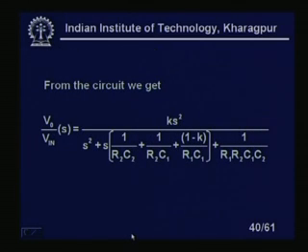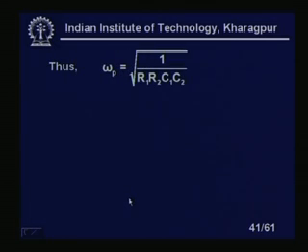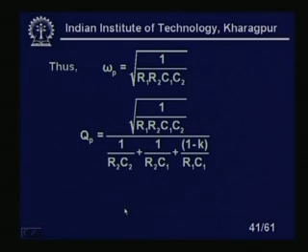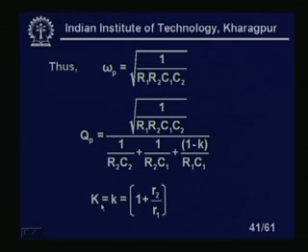Now, from the circuit we can write the high pass transfer function V naught by V in s equal to k s square upon s square plus s times 1 upon R 2 C 2 plus 1 upon R 2 C 1 plus 1 minus k upon R 1 C 1, plus 1 upon R 1 R 2 C 1 C 2. So, omega p equal to root over 1 upon R 1 R 2 C 1 C 2, and q p equal to root over 1 upon R 1 R 2 C 1 C 2 upon 1 upon R 2 C 2 plus 1 upon R 2 C 1 plus 1 minus k upon R 1 C 1. So, small k equal to this capital K, obviously k equal to 1 plus R 2 by R 1 in this case, right.